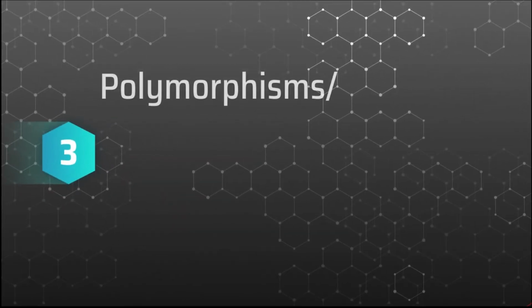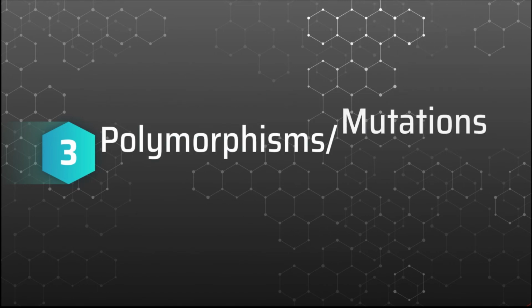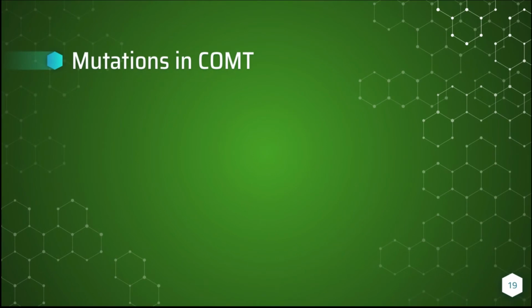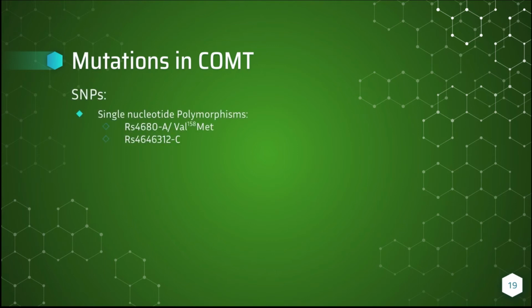Speaking of chromosomes, let's talk about the single nucleotide polymorphisms and the mutations associated with the COMT gene. Obviously, there are too many different single nucleotide polymorphisms and mutations associated with the COMT gene to cover in this one lecture. Because of this, I'll only be going through the variants RS4680 and RS4646312 for single nucleotide polymorphisms. As for mutations, I'll be going over the 22q11.2 deletion syndrome.